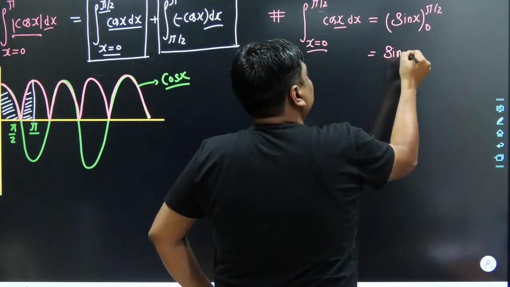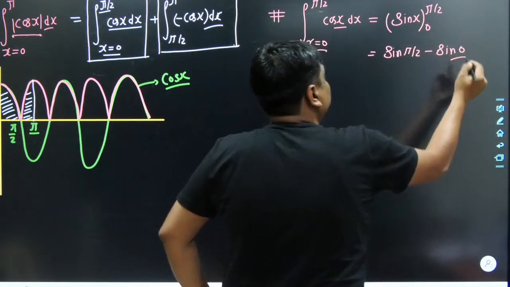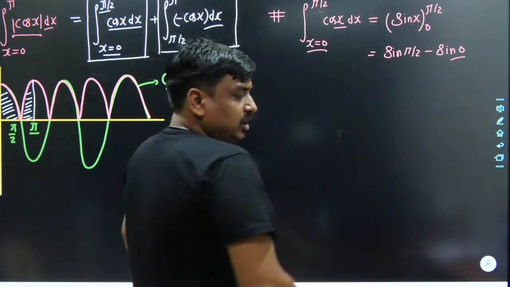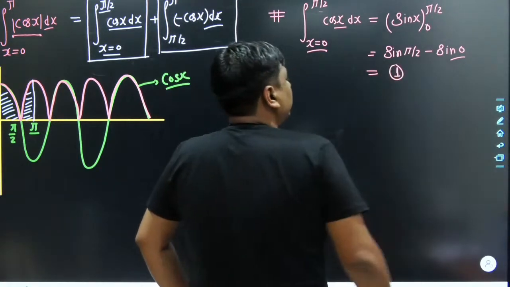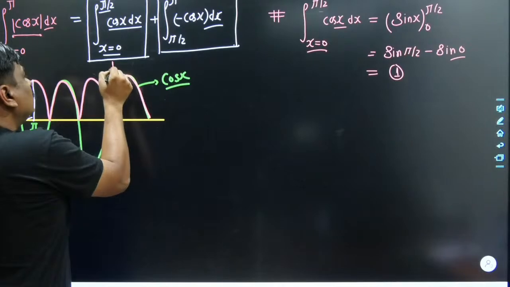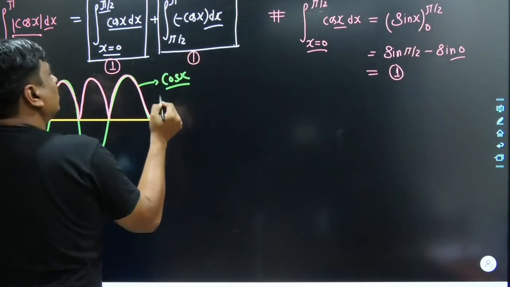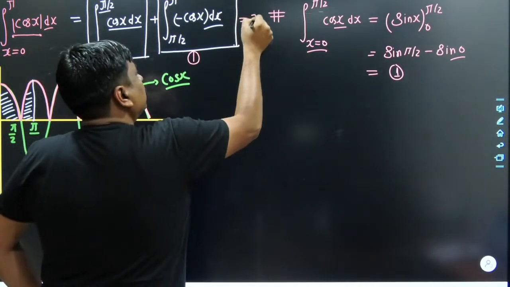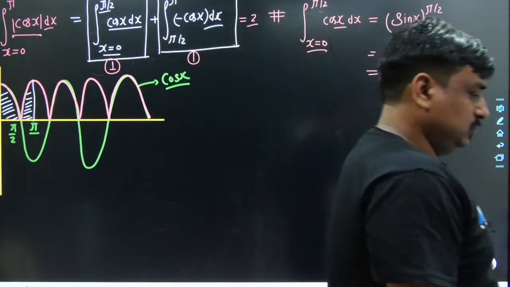Let me feed the upper limit, which is sin of pi by 2, and then the lower limit, which is sin of 0. Once we take the reference of sin of pi by 2, the worth we get is 1. So the worth we get after this application is 1, and here also it's going to be 1. Once we add them together, the result is simply going to be plus 2.